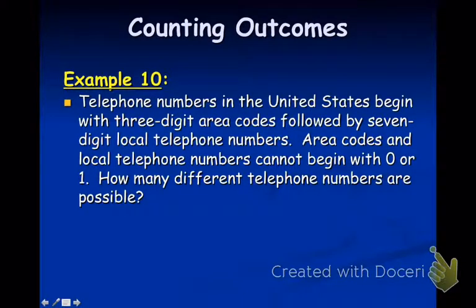So we have telephone numbers in the U.S. that begin with 3-digit area codes followed by 7-digit local telephone numbers. Now, I don't know if you've ever noticed this, but telephone numbers cannot begin with a 0 or with a number 1. So again, we're going to go ahead and figure out different types of telephone numbers. One more time, we have a 3-digit area code and 7-digit telephone number.